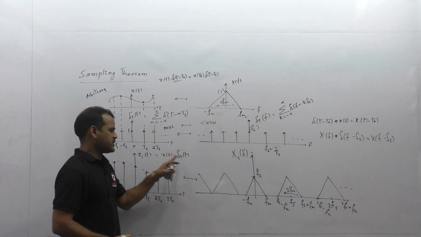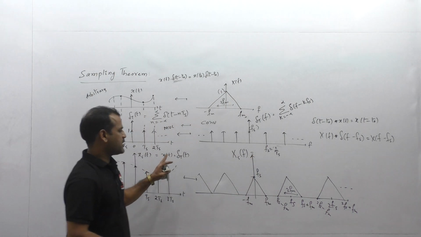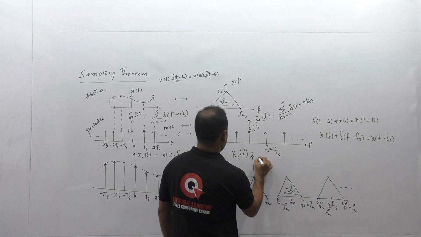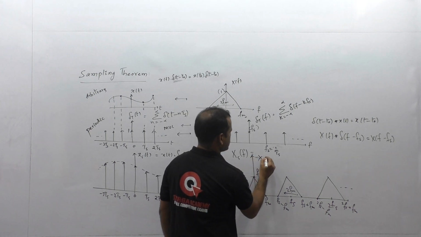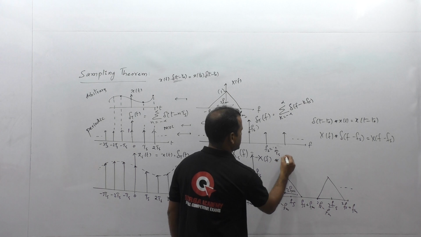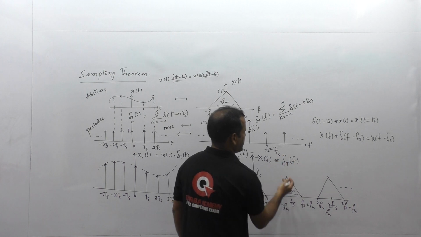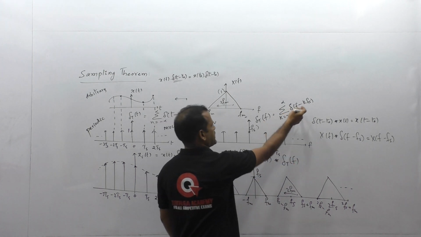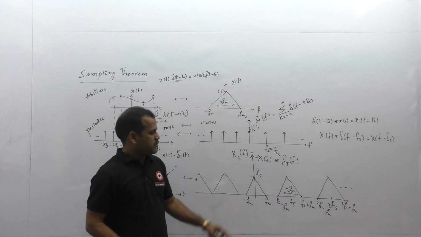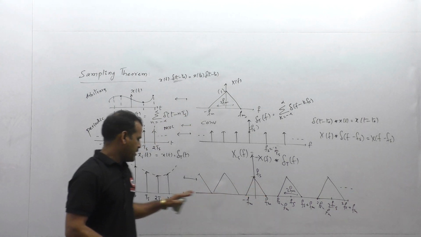Observe, this is the multiplication of these two signals. So obviously the corresponding Fourier transform should be the convolution of those two functions, x of f convolved with del t of f, where del t of f is nothing but a sum of an infinite number of impulse functions. So this is the spectrum of the sampled signal.